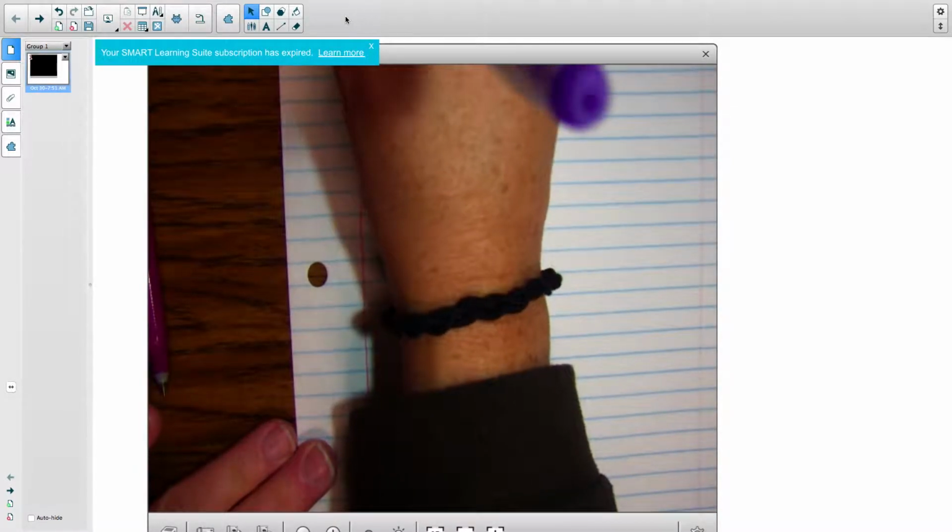Any questions on 1? Any questions on 1 or 2? 3, 4, 5, 6, 7. Yes. Both parts? Yes.